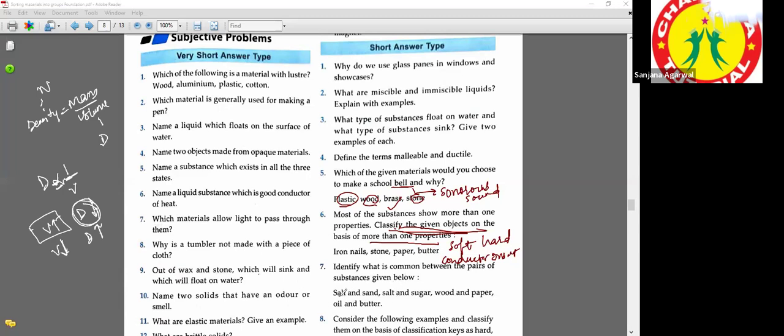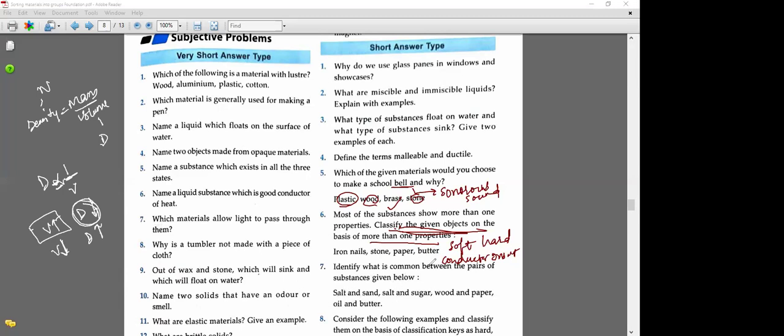You have to tell. Salt dissolves in water, ma'am. Sand does not dissolve in water, ma'am. Sugar also dissolves in water, ma'am. Wood does not dissolve, ma'am. Paper, no, ma'am. Oil also does not dissolve, ma'am. Butter also does not dissolve, ma'am.